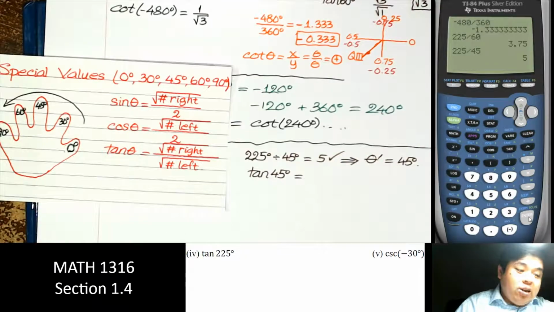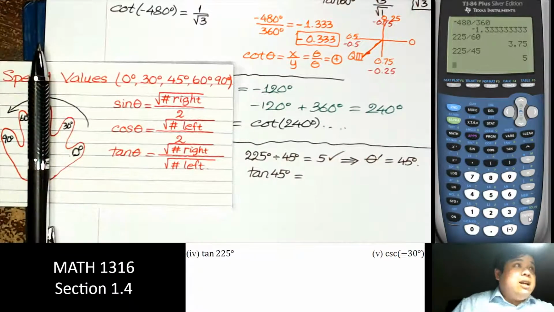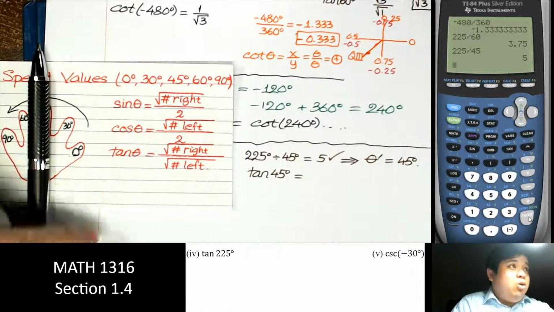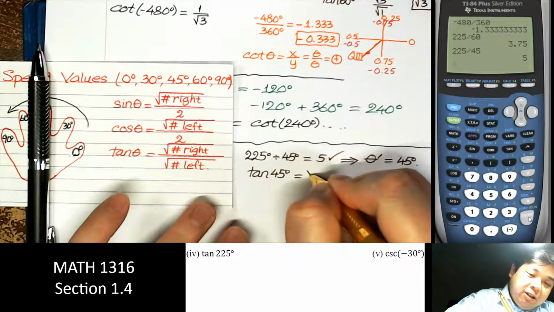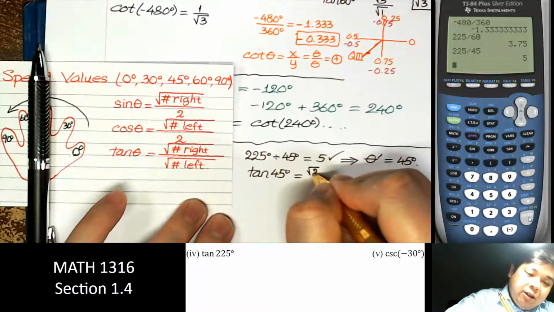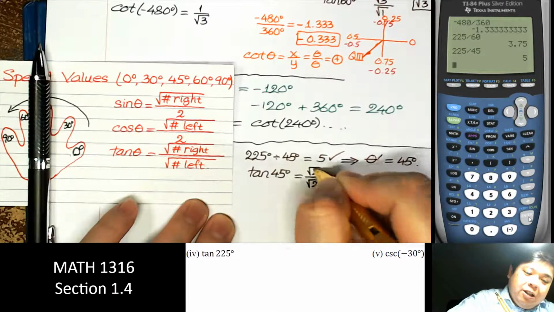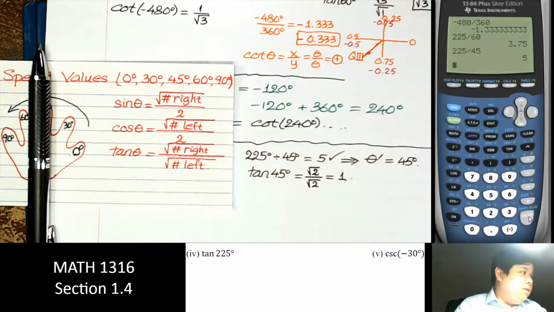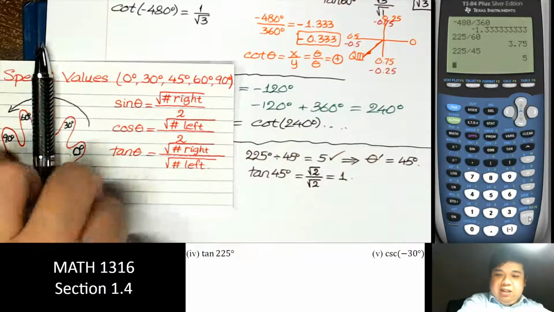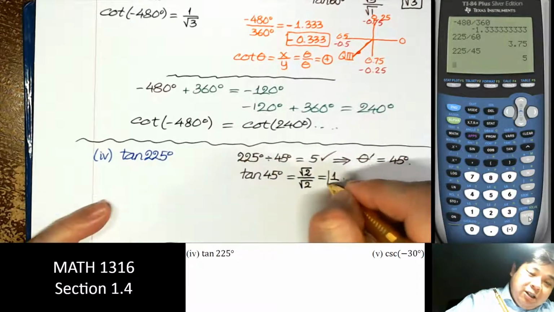Right. Tangent 45 degrees. The middle fingers: we have 2 on the right, 2 on the left. So square root of the number of fingers on the right and square root of the number of fingers on the left. So that is just 1. Right, that is tangent. So that's good. The value is 1.